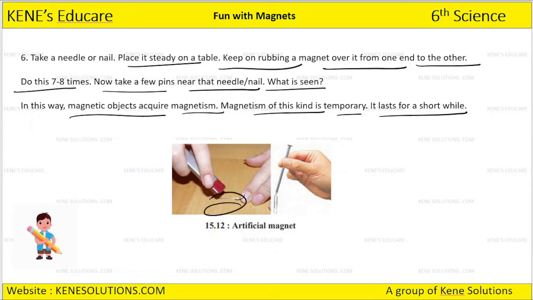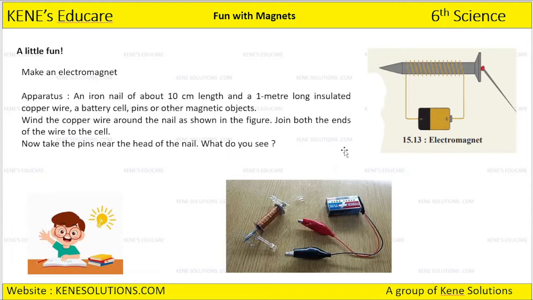मतलब इसमें जो magnetism property है वो ज्यादा देर तक नहीं रहेगी. That will be the temporary magnetic effect. उसको हम बोलते हैं temporary magnetic effect. Now let's do a little fun. We'll make an electromagnet. तो electromagnet क्या है?